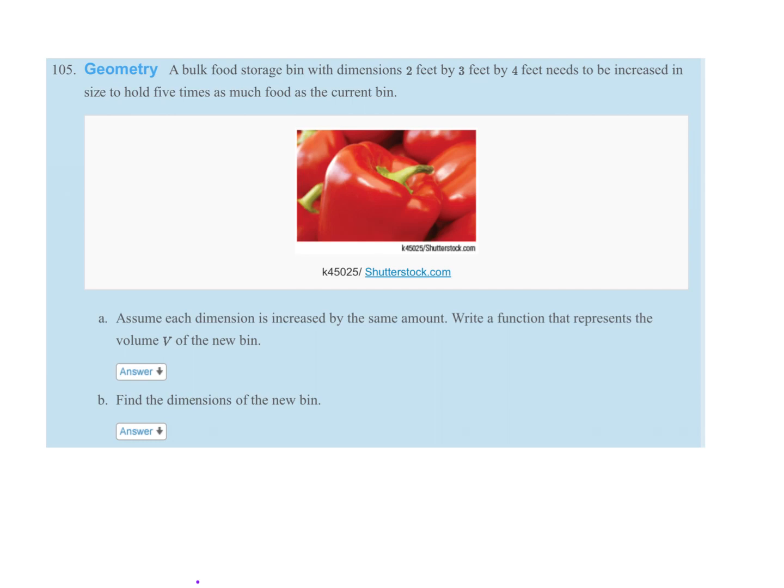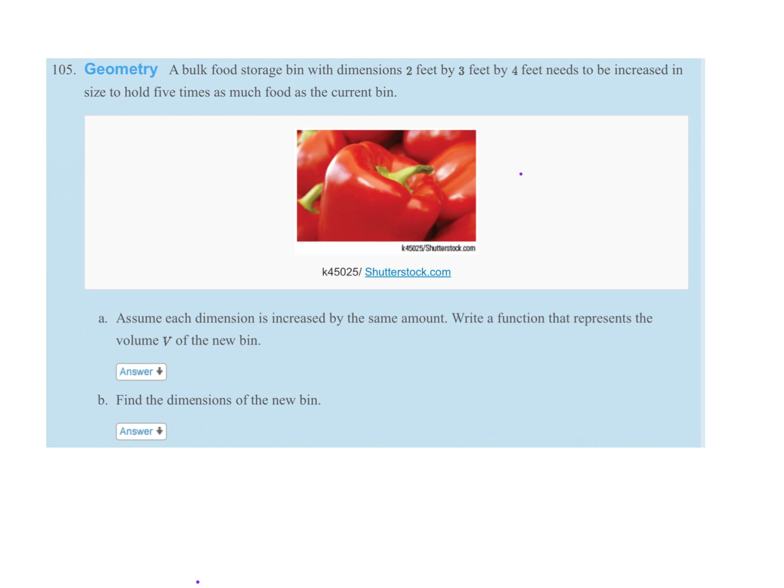This is number 105 in section 2.5. A bulk food storage bin with dimensions 2 feet by 3 feet by 4 feet needs to be increased in size to hold 5 times as much food as the current bin. We're going to assume each dimension is increased by the same amount, so we're going to write a function that represents the volume V of the new bin.